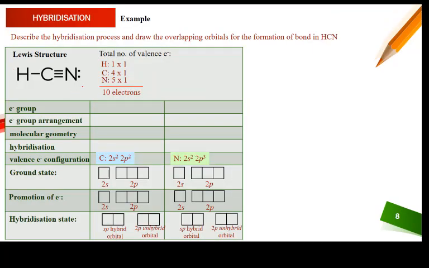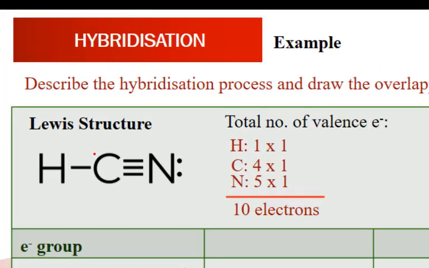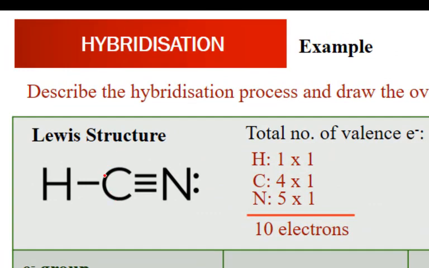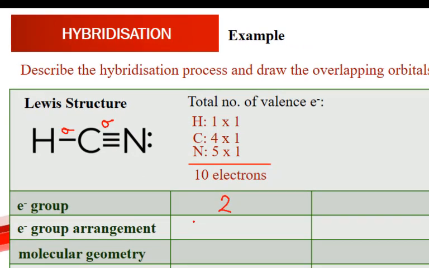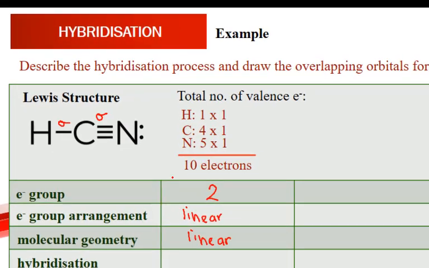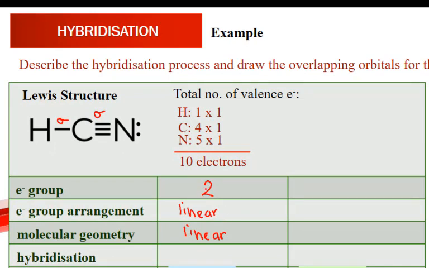Now, let's move on to the next example, HCN. Let's focus on carbon first. From the Lewis structure, we can see there are 2 sigma bonds, which indicates that it has 2 electron groups. The electron group arrangement and its molecular shape is linear. 2 electron groups also indicates that it has sp hybridization.